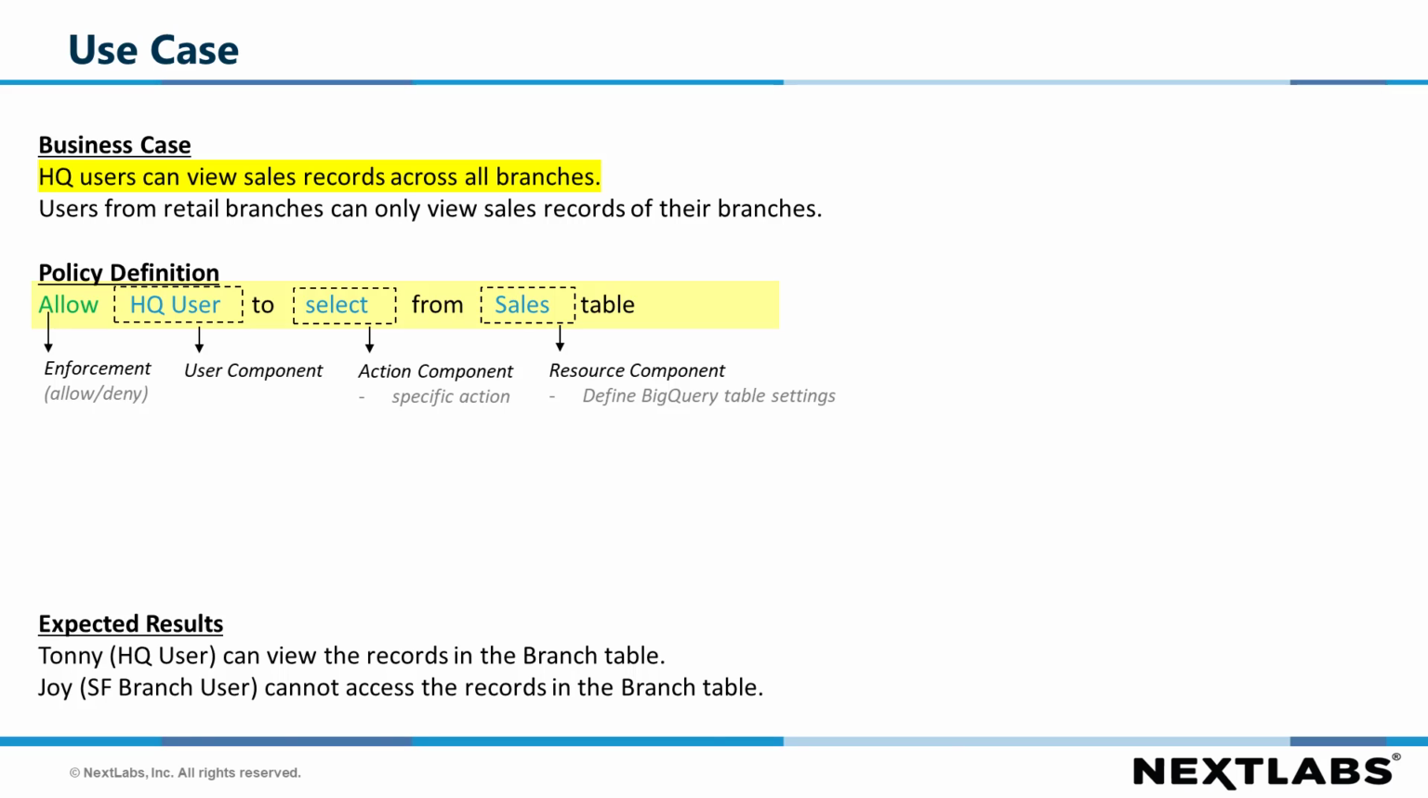First, we need to make sure that HQ users can access all the sales records. For us to do this, we'll need to create a policy that allows HQ users to select from the sales table. For the second policy, we need to create a policy that grants branch users access to the sales table. But this time, we have added an obligation, the predicate condition obligation. This obligation allows us to specify the conditions that need to be met before a user is granted access to a particular row. Let's take a look at how these two policies will be defined in our demo environment.